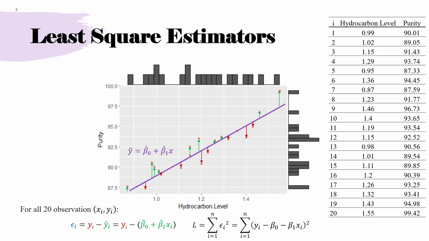Squaring ensures that all errors contribute positively to the total and gives greater weight to larger deviations. The resulting quantity is called the sum of squared errors. The least squares method then chooses the line that minimizes the sum, which is why the resulting estimates are known as least squares estimators.